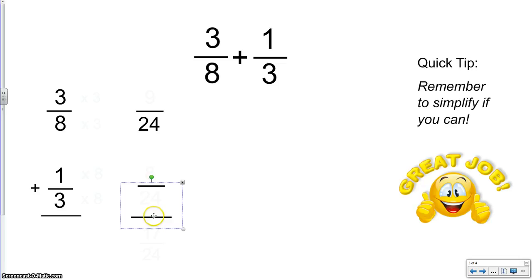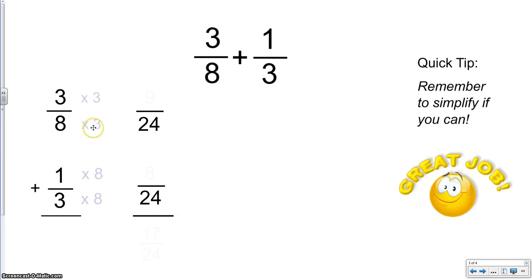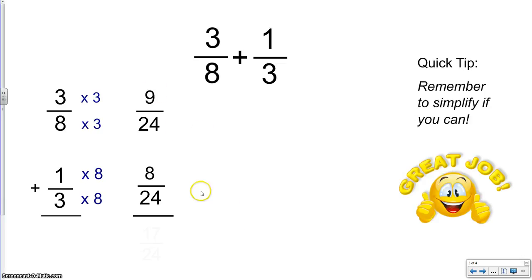Okay, so we have 24 on the bottom of each of our new fractions. To get from 8 to 24, we multiply by 3. So then we multiply the top by 3 and get 9. Now on the bottom, we're multiplying by 8 because 3 times 8 is 24. So we do 1 times 8 and also get 8. And the last step is to, of course, add our numerators. 9 plus 8 is 17, and we keep the 24 on the bottom.